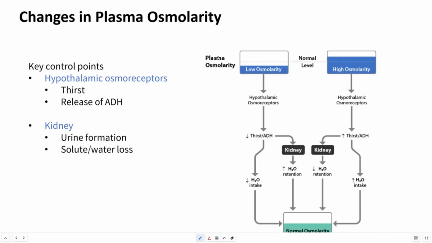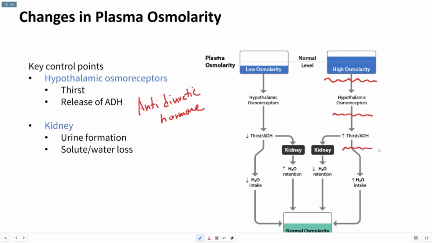Changes in plasma osmolarity. Key control points include the hypothalamic osmoreceptors, which will then increase thirst and release antidiuretic hormone, ADH, and the kidneys, which will then cause urine formation and the solute and water loss. Let's take a look at two conditions. If we have high osmolarity, which means there's a lot of stuff inside our blood, the hypothalamic osmoreceptors are going to increase the thirst and of course increase ADH.